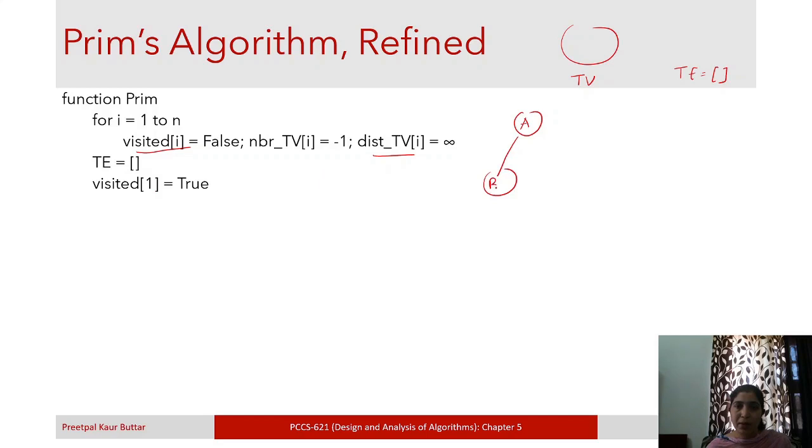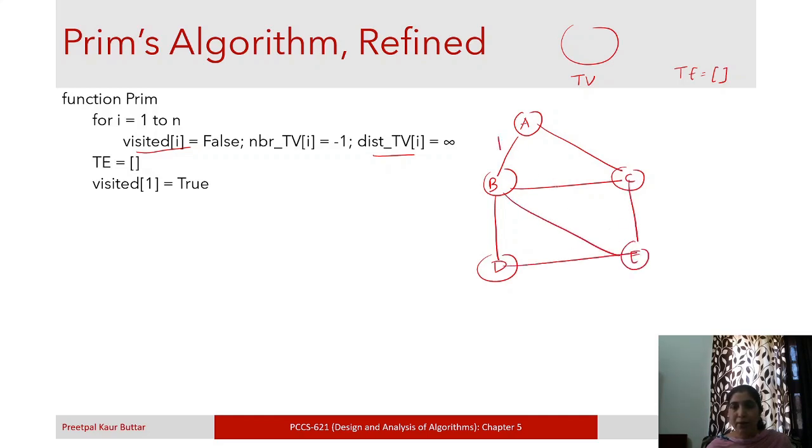A, B, C, D, E. 1, 5, 7, 2, 6. Okay, suppose this is the graph. So here I suppose is A. Okay, so this is visited: A, B, C, D, E.